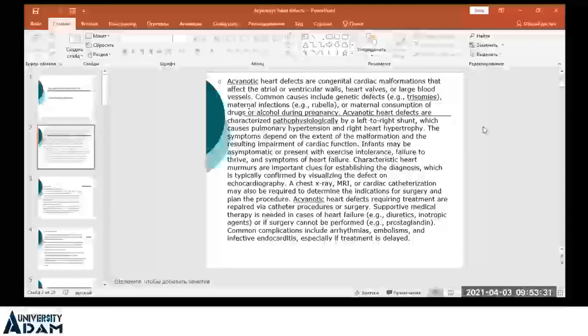Acyanotic heart defects are characterized pathophysiologically by a left-right shunt, which causes pulmonary hypertension and right heart hypertrophy. So at the end of all these defects, all acyanotic defects, we have hypertrophy of right chambers.